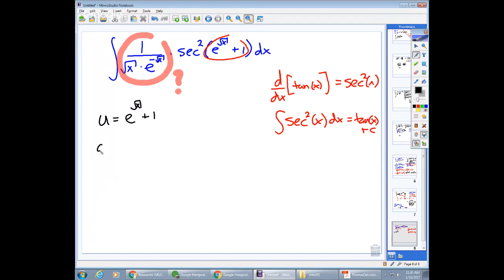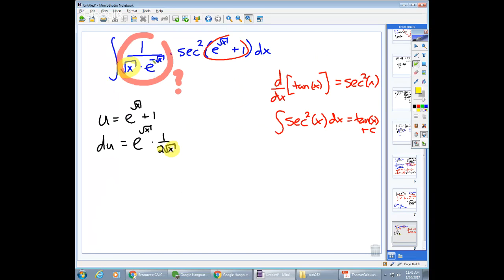So let's see, what would du be then? I'm hoping du is the stuff I highlighted up above. So the derivative of e to the square root of x is going to be e to the square root of x times the derivative of the square root of x, which is 1 over twice the square root of x. Keeping that in mind, if I look above here, well, here's 1 over the square root of x, right? So I got that. A constant multiple is no big deal. I can always adjust that in.